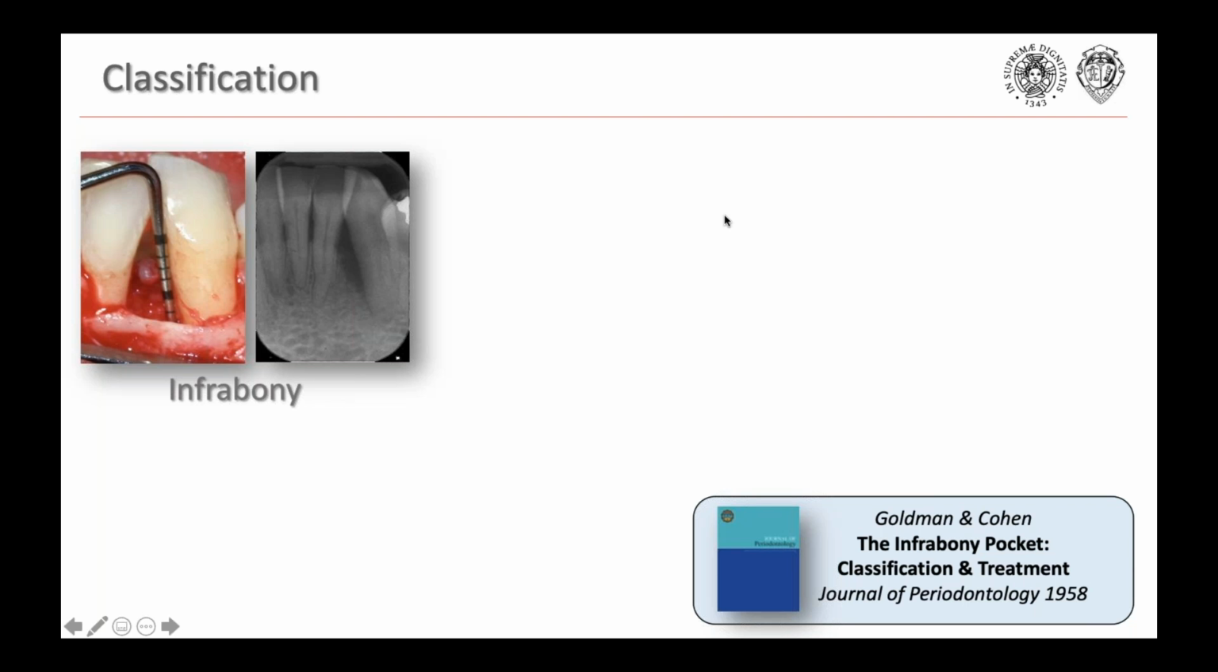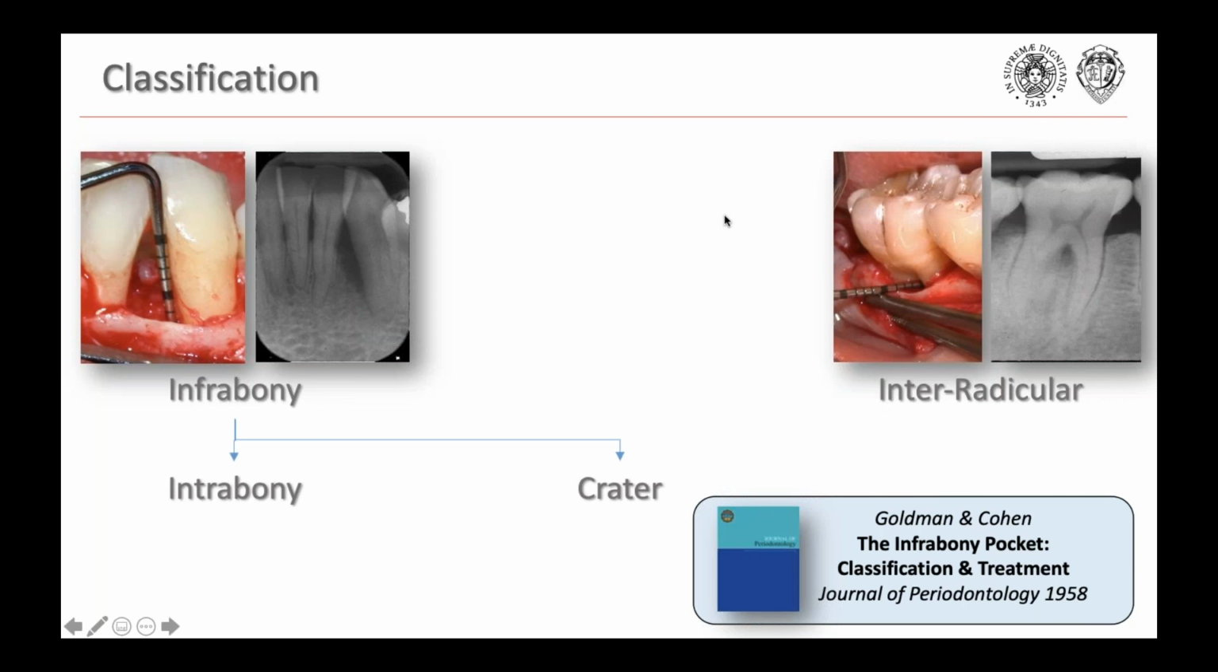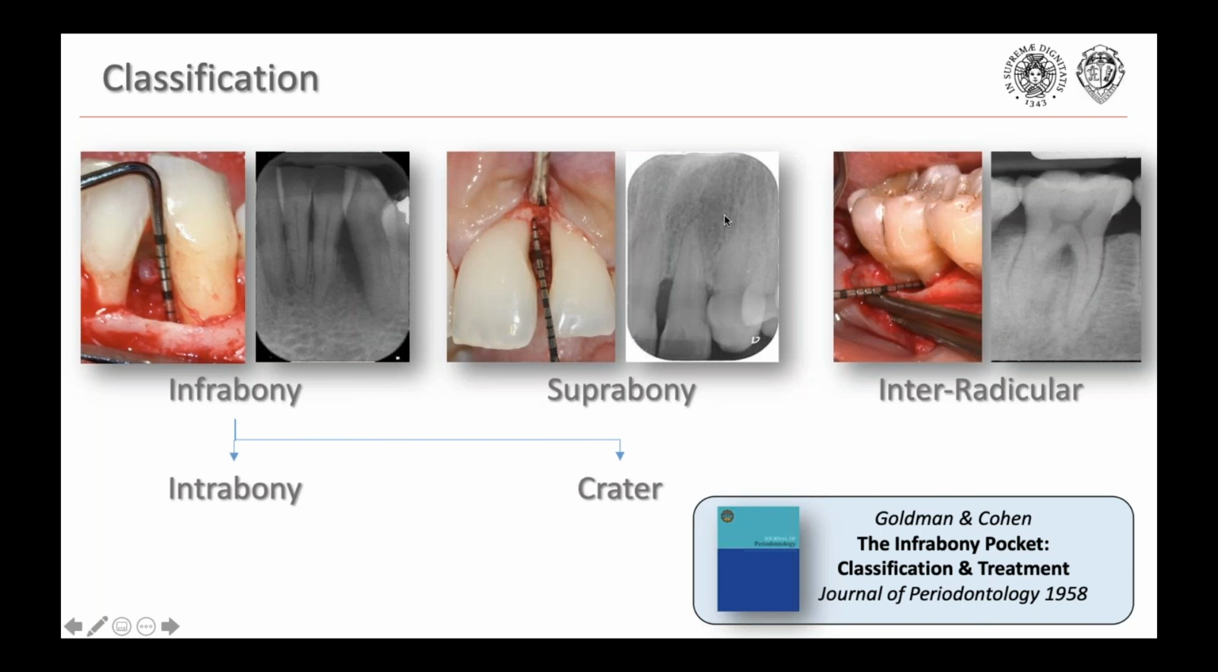So we have a vertical defect, infrabony, that can be divided into intrabony defects and craters according to the number of teeth. We have defects in the root, and then we have horizontal defects. Now, these are the classical definitions of periodontal defects.